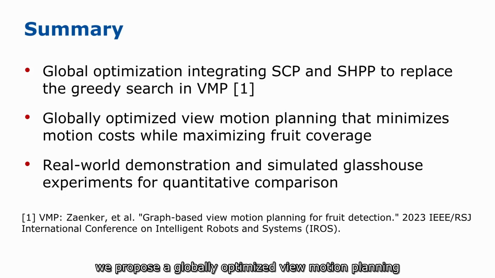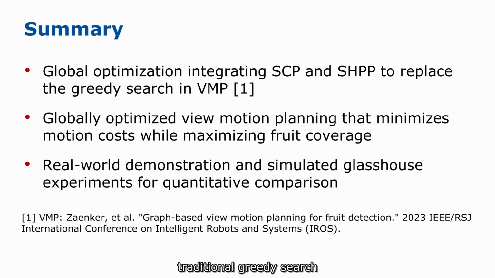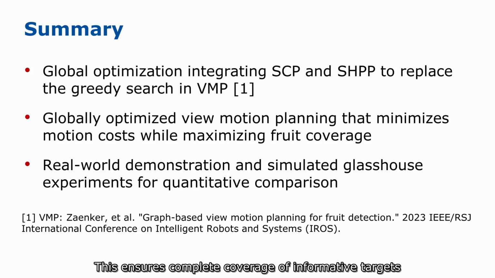In summary, we propose a globally optimized view motion planning framework that integrates set cover problem and shortest Hamiltonian path problem to replace the traditional greedy search. This ensures complete coverage of informative targets while following a globally shortest path, enabling our GoVMP planner to effectively minimize motion costs while maximizing fruit coverage for efficient autonomous fruit monitoring. We validate our approach through real-world demonstrations and simulated glasshouse experiments, providing quantitative comparisons against baseline methods.